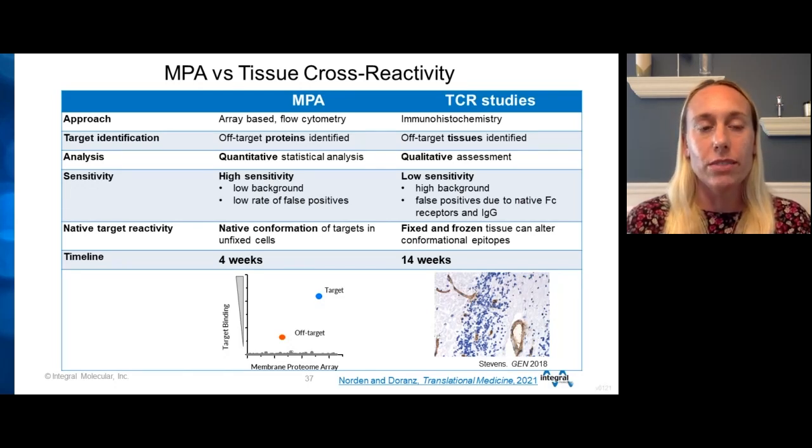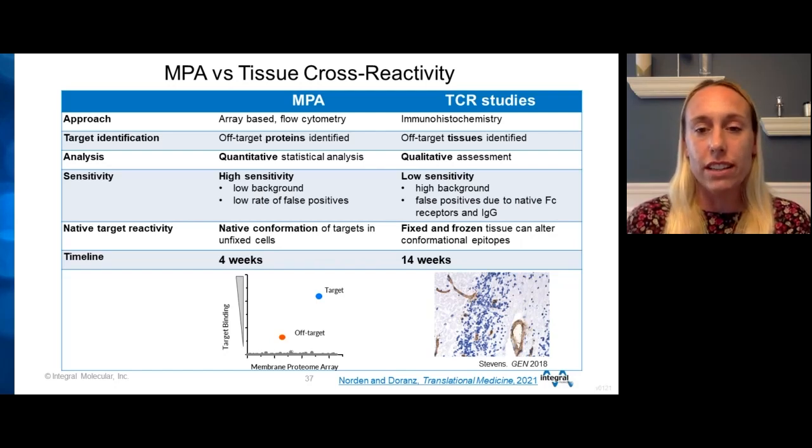So when looking at the two assays more head-to-head, the first obvious difference is that the MPA is a protein array. It's a cell-based protein array that uses flow cytometry, versus the TCR study, which is an immunohistochemistry-based assay to evaluate staining in tissues. And this gives rise to the main differentiator. In the MPA, we will precisely tell you which proteins your molecule is binding to, versus in a TCR study, you only find out which tissues the molecule binds, and it's unclear which actual proteins gave rise to that staining.